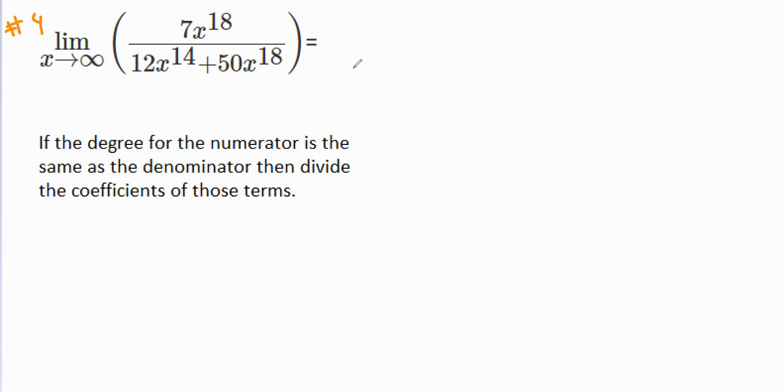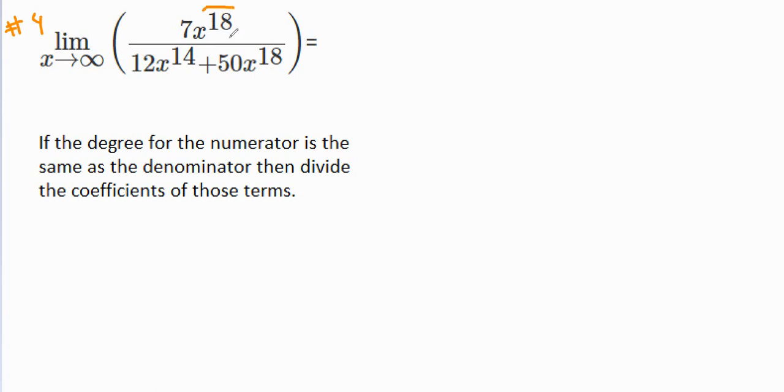We're going to find the limit of this equation as x approaches positive infinity, and we're going to use the rule of dominance. One of the rules for dominance is when the degree of the numerator is the same as the degree of the denominator, we just divide the coefficients of those terms.